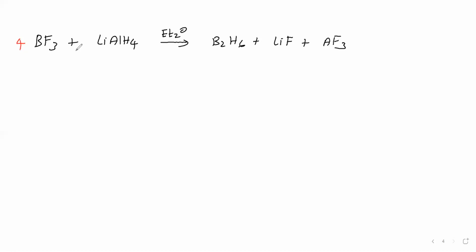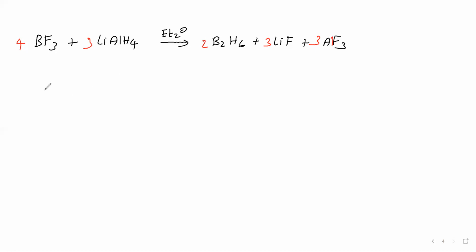BF3 will take 4 times, and diborane 2 times. Lithium fluoride 3 times, AlF3 3 times, lithium aluminum hydride 3 times we will take. Now is it balanced or not, see. Hydrogen we will check: 3 4s are 12, here 2 6s are 12. Okay, balanced.